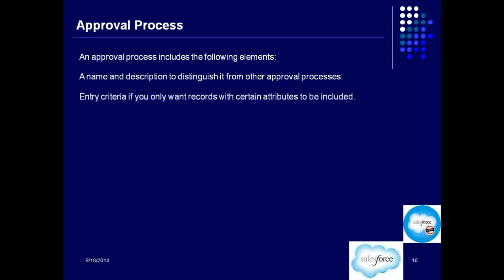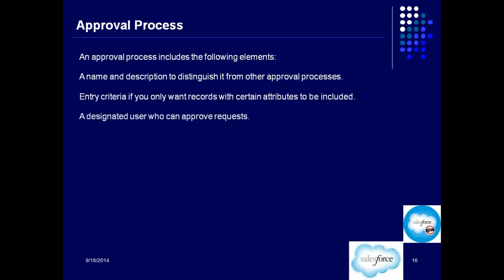Entry criteria, if you only want records with certain attributes to be included. So entry criteria for the approval, that is something which we define. However, this entry criteria is not mandatory. You do not have to give an entry criteria. We just defined an entry criteria that only the opportunities which have amount less than 50,000. But you always can skip that step. So if you do not define any entry criteria, then you can put any record for approval. Okay, so that is the advantage that you will have.